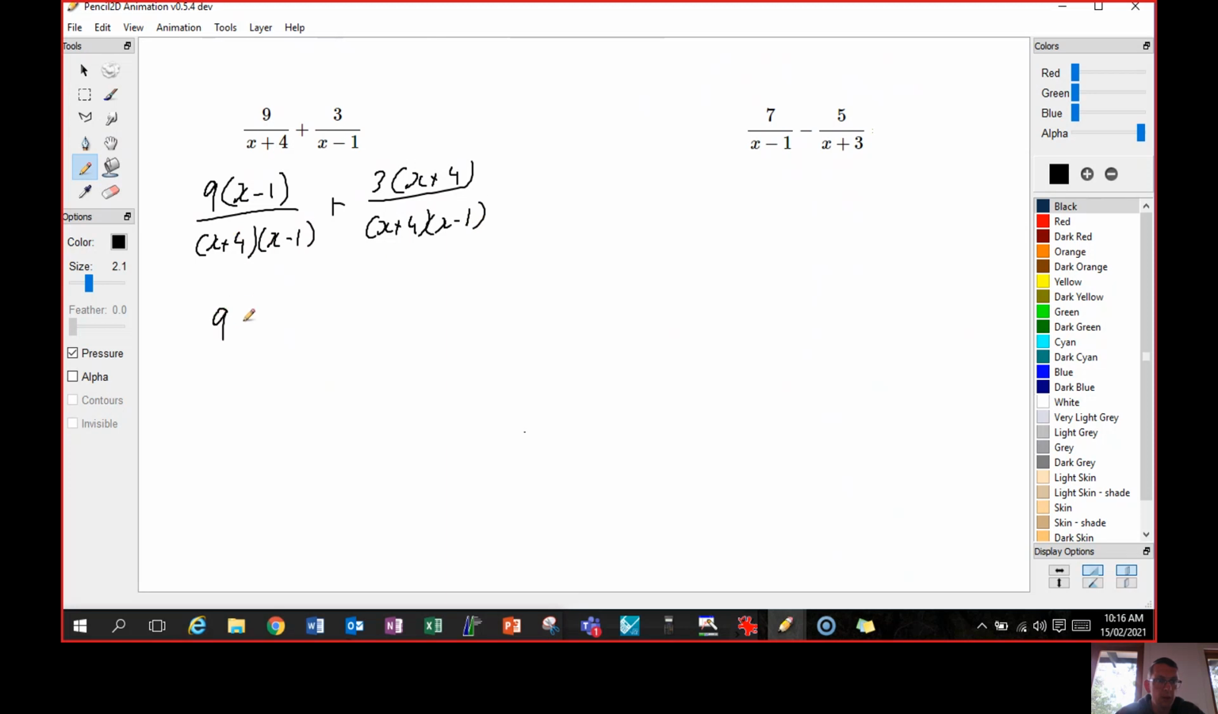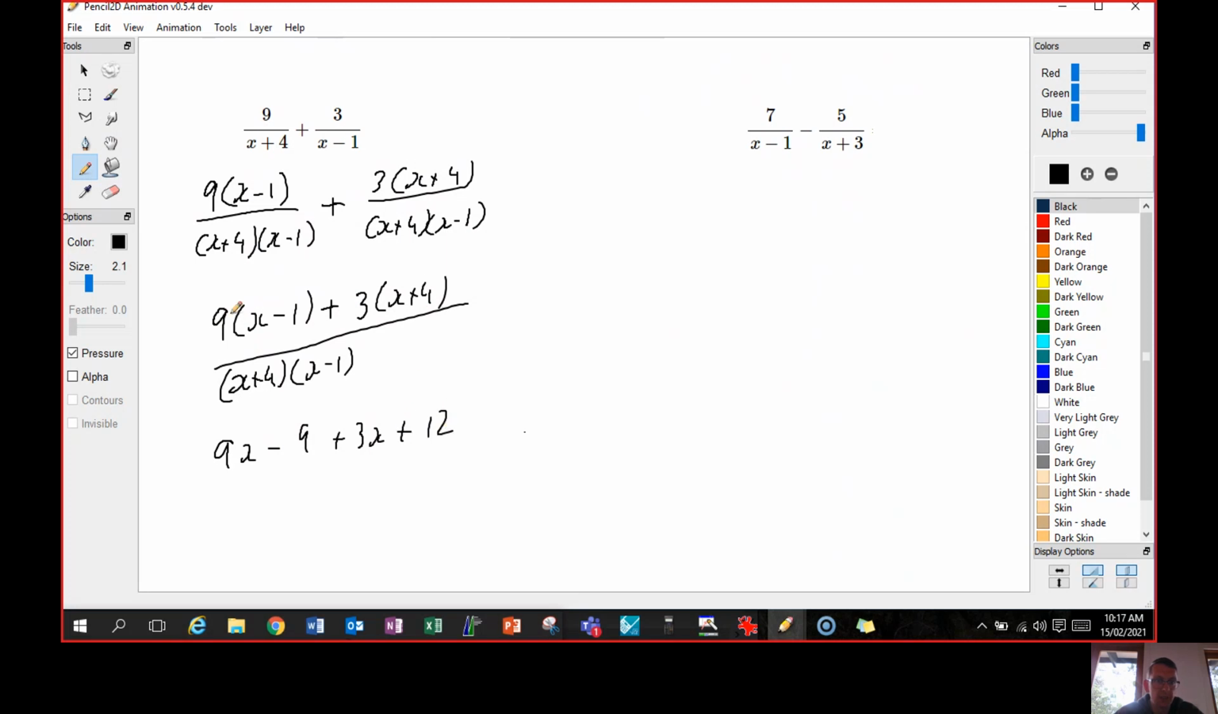So that would leave me with 9 lots of x minus 1 plus, remember this comes across up the top because now you've got the same denominator, 3 lots of x plus 4, all on x plus 4, x minus 1, the same denominator now. So I can expand that now, 9x minus 9 plus 3x plus 12. So again, double checking 9x minus 9 plus 3x plus 12. I've got my additions and negatives right. And that's going to be on x plus 4, x minus 1.